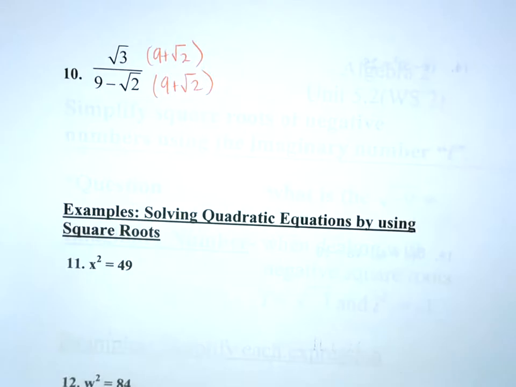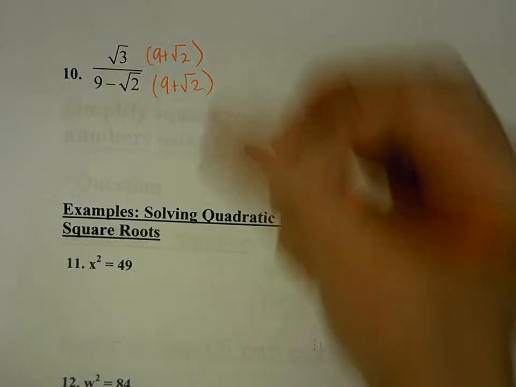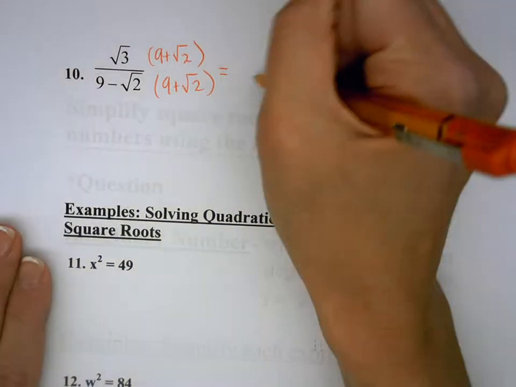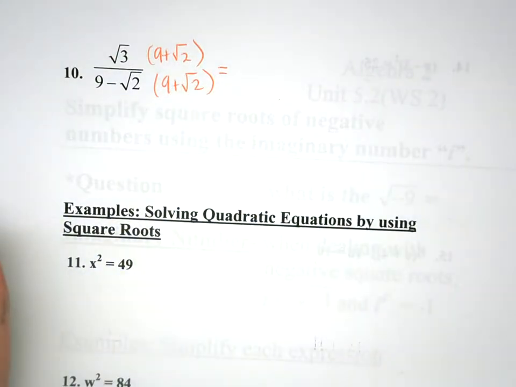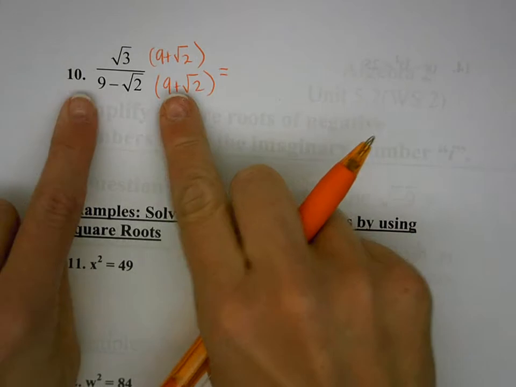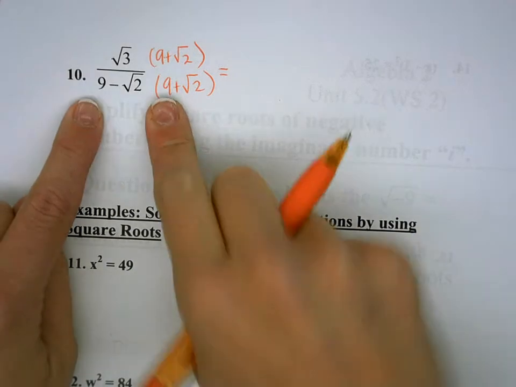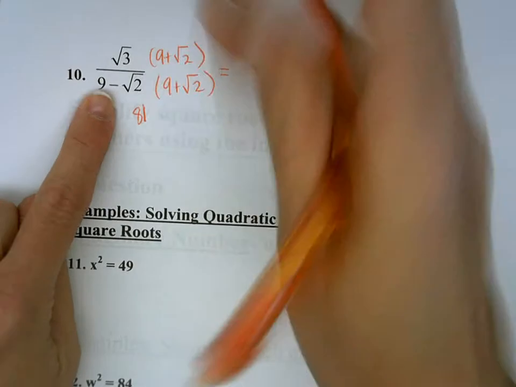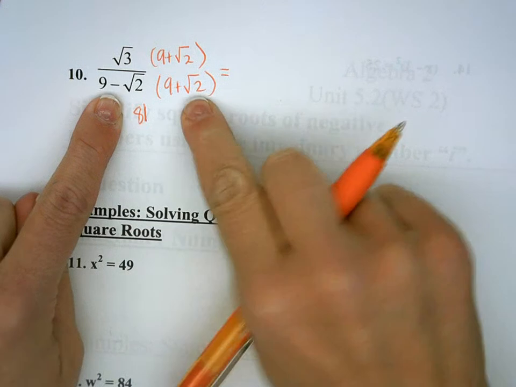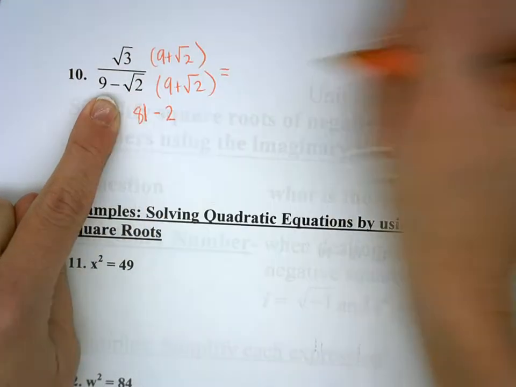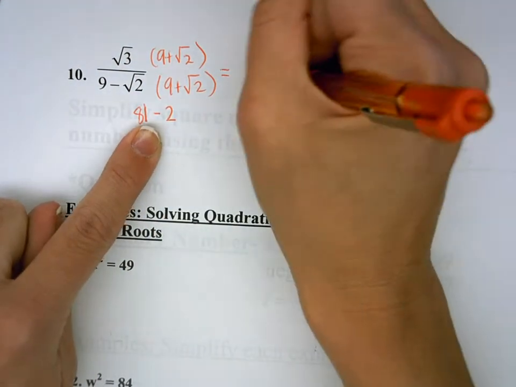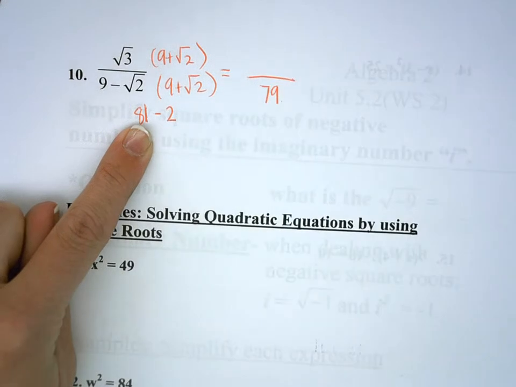Okay. Now, if you're going to do the shortcut, you need to make sure you do it correctly. If you aren't doing it correctly, then I would say make your box and multiply it out. But you're multiplying the front two numbers together, 9 times 9, which is 81. And then negative root 2 and positive root 2 makes a negative 2. And 81 minus 2 is 79.